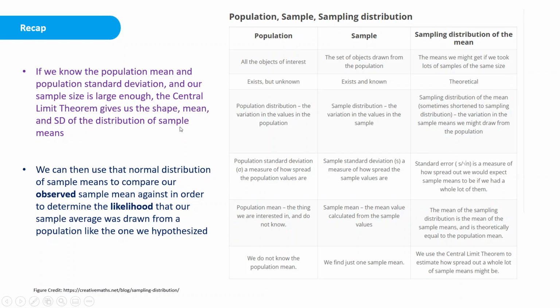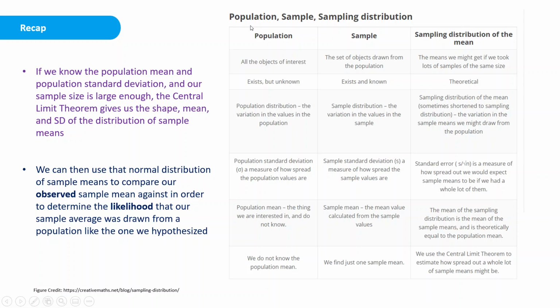And so I'm not going to go over all of this, but you're definitely free to copy this table. It's really, really useful. I will go over these 2 bullets on the left. So the recap is that if we know the population mean and population standard deviation, and our sample size is large enough, the central limit theorem gives us the shape, mean, and standard deviation of the distribution of sample means that would come from that population. We can then use that normal distribution of sample means to compare our observed sample mean against in order to determine the likelihood that our sample average was drawn from a population like the one we hypothesized.